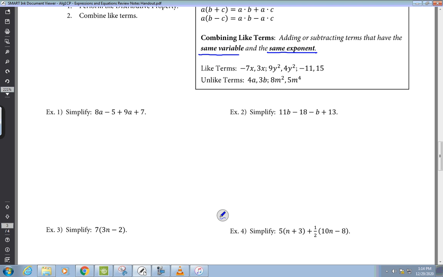8a minus 5 plus 9a plus 7. Remember, every term takes the sign that was in front of it. So that means this 8a is positive, 5 is negative, the 9 is positive, the 7 is positive. So when you're combining, the a's go with the a's. So it's 8a plus 9a. So that means negative 5 plus 7 have to combine with each other. 8a plus 9a is 17a. Negative 5 plus 7 is positive 2.